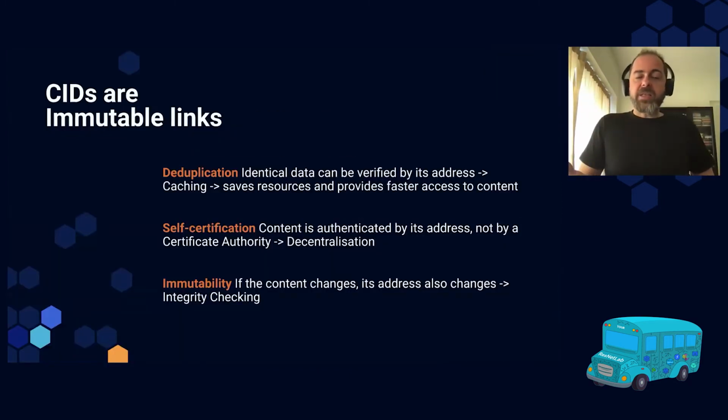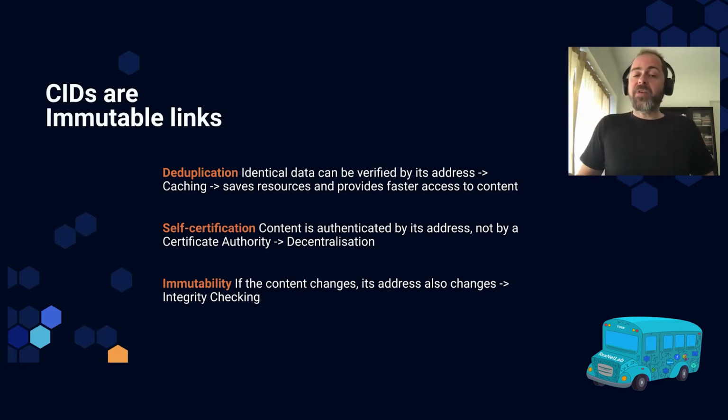By having CIDs represented as hashes, we can achieve a few different things. We can achieve deduplication because identical data can be verified by the content's address. In turn, this enables caching and saves resources and provides faster access to content.